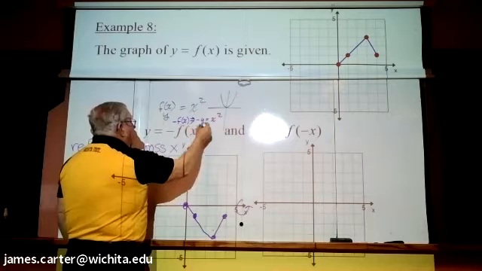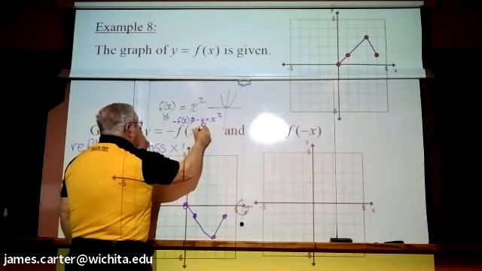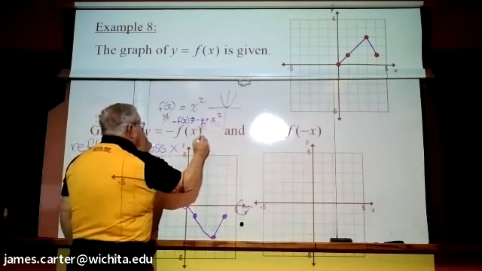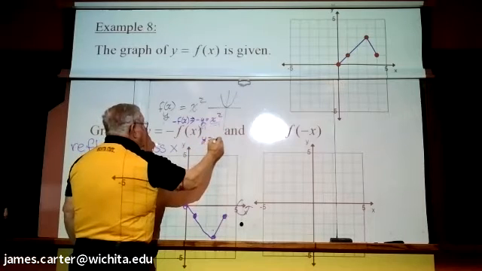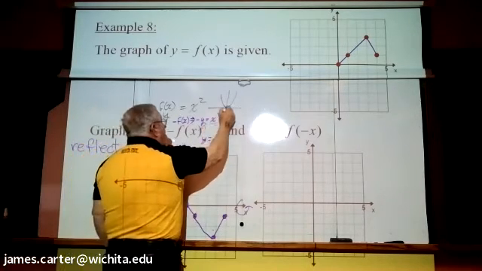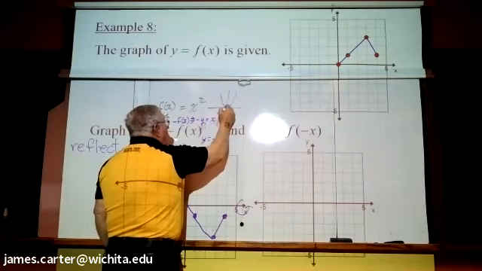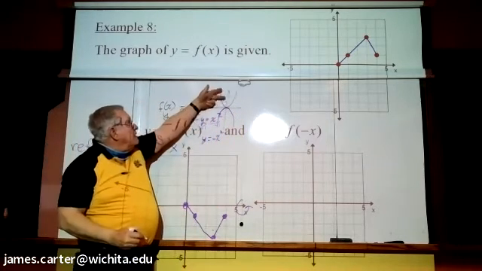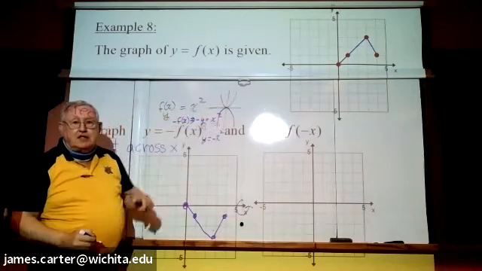Well, we can't leave that. We have to divide both sides by -1. So we've got y equals negative x squared, and the graph of y equals negative x squared looks like that. Or in other words, this is reflected across the x-axis.